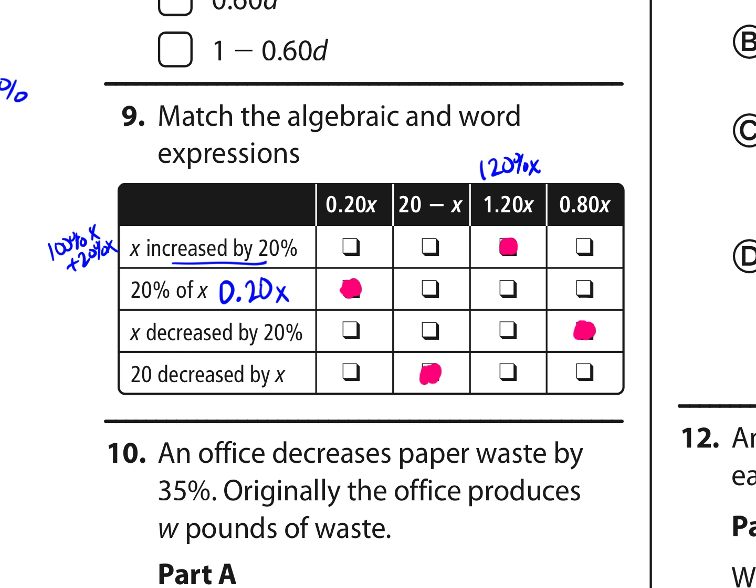X decreased by 20% is like saying 100% of X minus 20% of X, which is 80% of X, which comes out to the decimal 0.80X. And then 20 decreased by X, that's a little different. That's not even got a percent. You're saying 20 minus X.